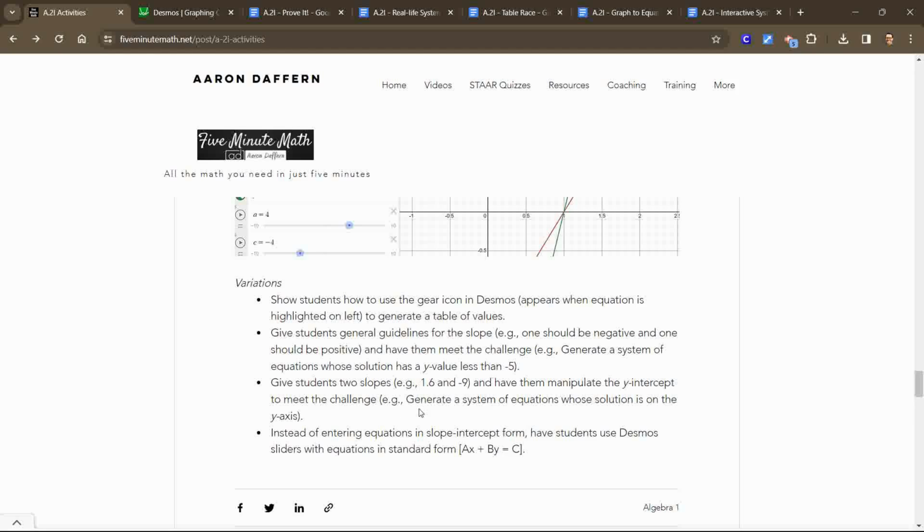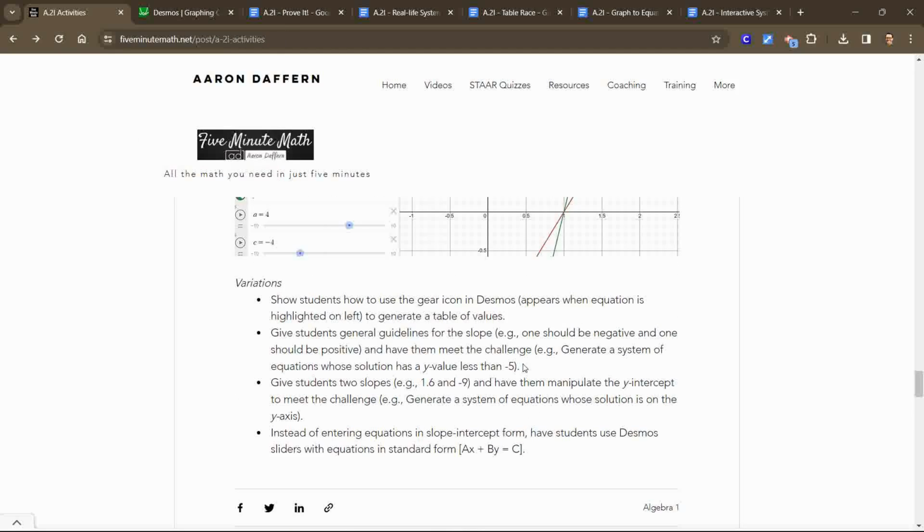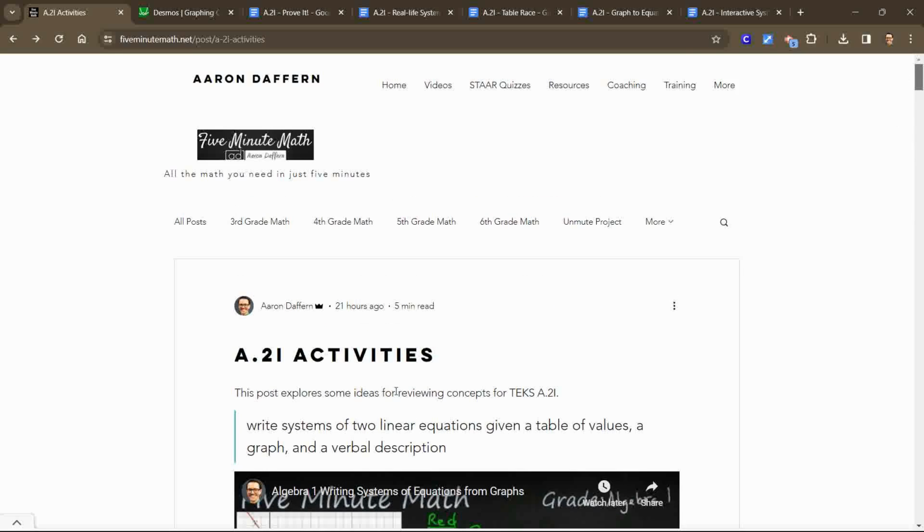And then obviously you don't have to do slope-intercept form. You can have them generate equations in Desmos in standard form, ax plus by equals c. So those are the different equations that we could use here, standard form and slope-intercept form. And those are all the different strategies and activities we can use to help teach Algebra 1 Standard 2I.